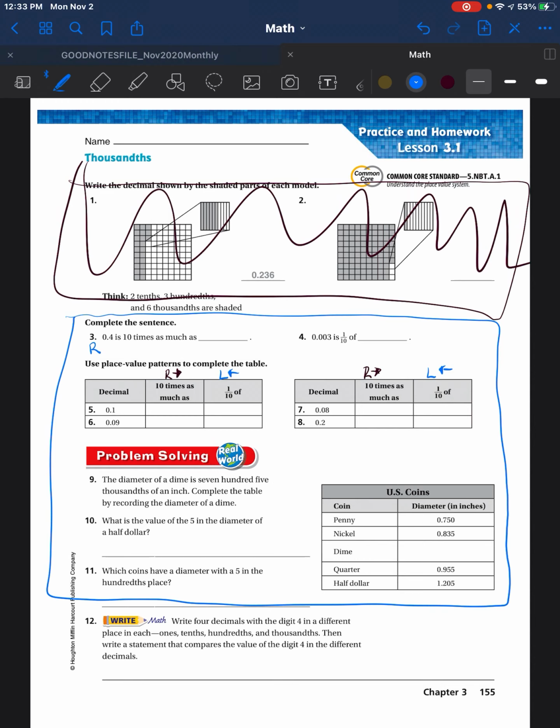And no, sorry guys. I'm trying to rush. You're going to go to the left on this one, and then you're going to go to the right on this one. All right, try it out, see how you do.